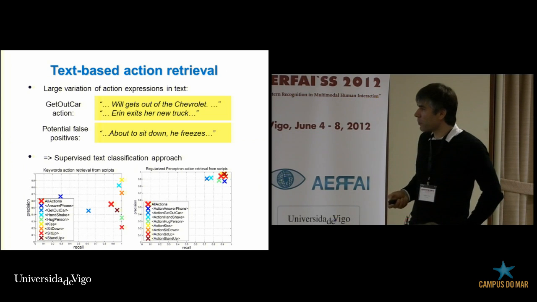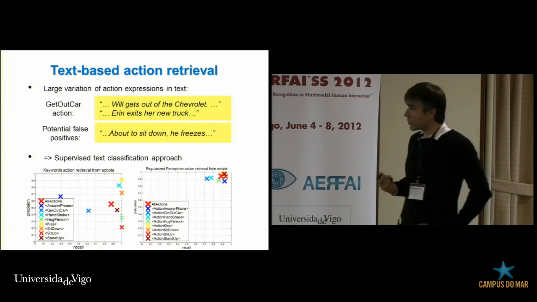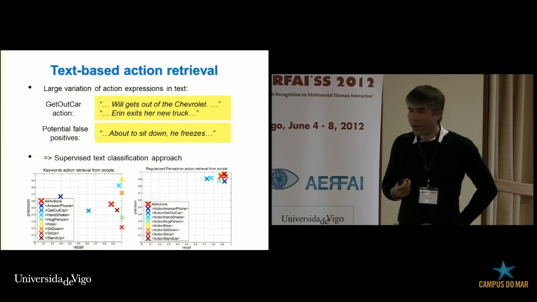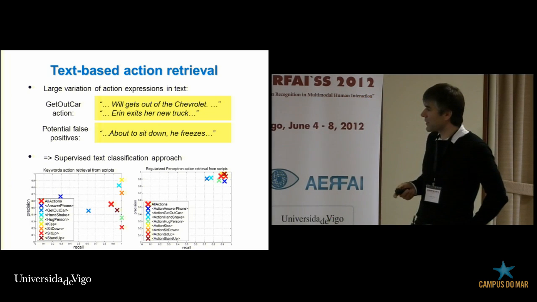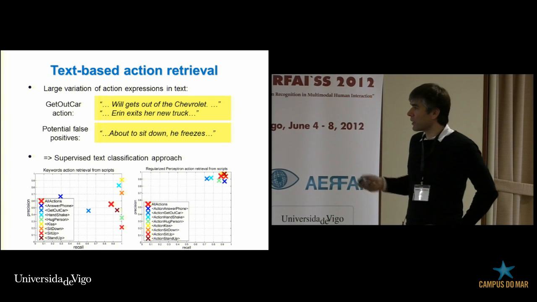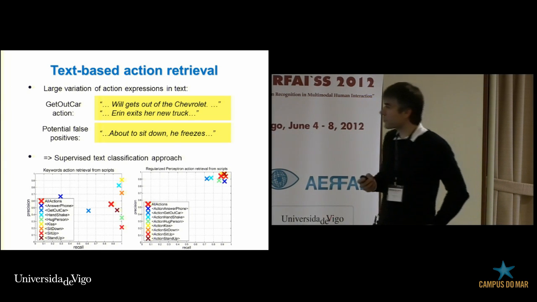Another problem is the variability in text, as I mentioned. We know variability in vision is very hard, but we tend to think that text is easy, but text is also hard. If the action is get out of the car, it can be said in many different ways. So if you run the keyword search, you won't get many examples here.